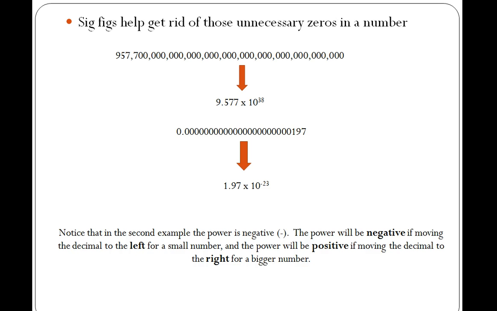So you notice that there's a bunch of zeros in the first example. You clean it up by putting it 2 times 10 to the 38th. And also the second one, you can clean that up by putting it 10 to the negative 23rd. Notice that in the second example the power is negative, so the power will be negative if you're moving the decimal place to the left, and the power will be positive if you move the decimal place to the right for a bigger number.